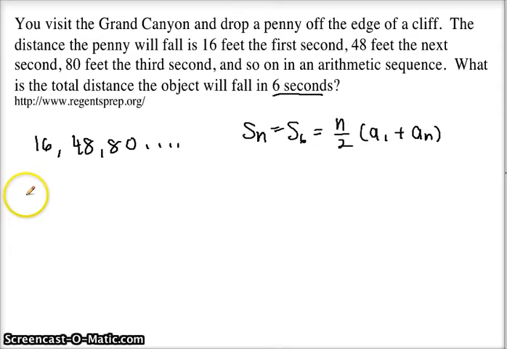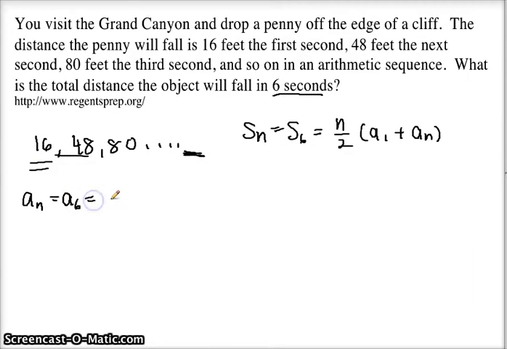So we know a1 is going to be just 16. We know n is going to be 6 because we want to know how far the object falls after 6 seconds, but we just want to know an first. So I'm going to solve for an right here, and we want to know A6, the distance it falls at the 6th second, to finish this sequence. So we want to know the last number of the sequence.